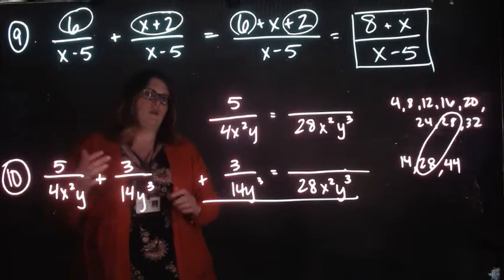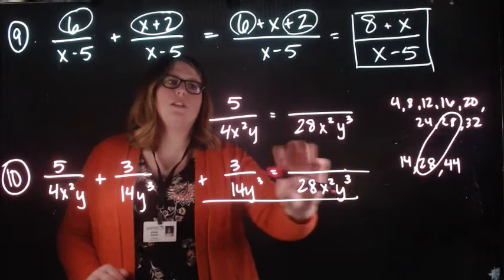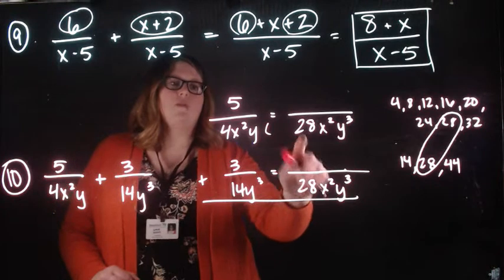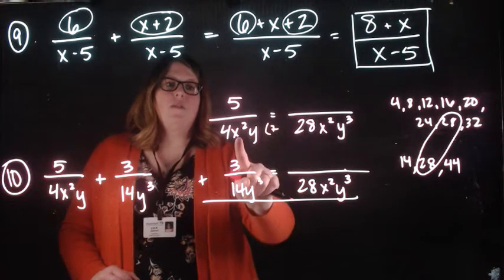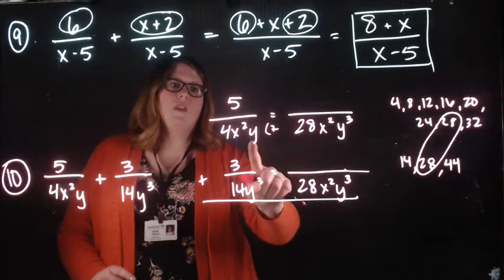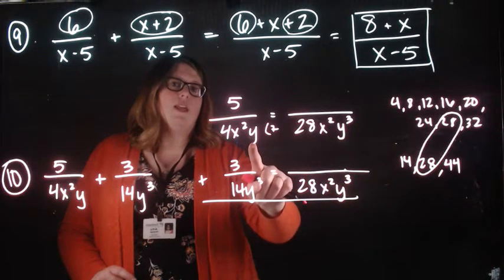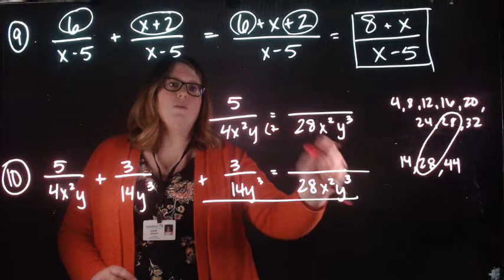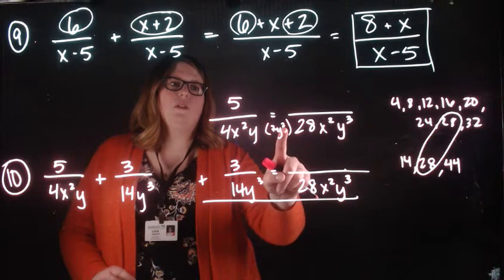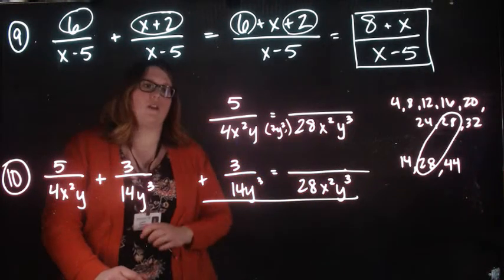So now it's kind of like a puzzle. We want to know what we're missing. What times 4x squared y gives us this? So we're going to break it up again. How many 4s in 28? There's 7. How many x squareds in x squared? 1, so we don't need to put times 1. And y times what gives us y cubed? Well, I have 1y here. I need to get y cubed here, so I need a y squared, because y times y squared gives me 3 y's when multiplied, or y cubed.